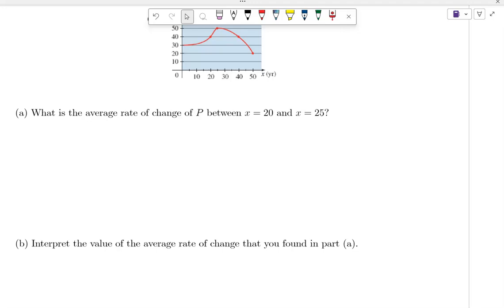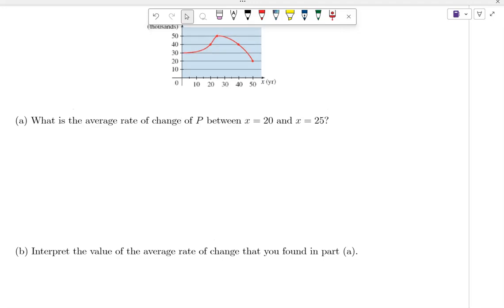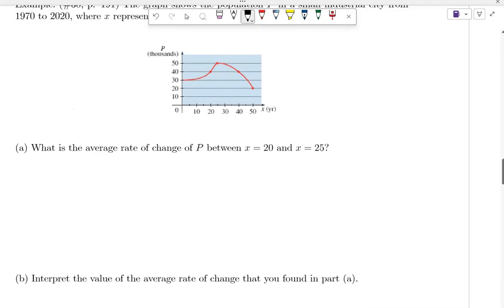Did we at least get the first part done? What did you get for the answer for the first part? 2000? Okay. So let's talk about why it's 2000. You do 50 minus 40, because at 25 it's at 50 and at 20 it's at 40. Good. Divided by 5. Good. All right. So we're looking at those 2 points, right? When the x value is 20, the graph is up at 40. When the x value is 25, the graph is up at 50, right?